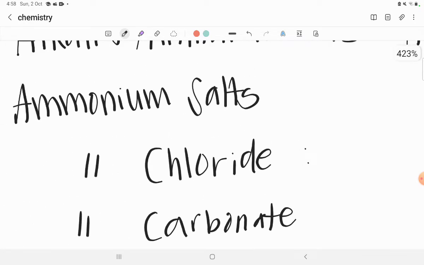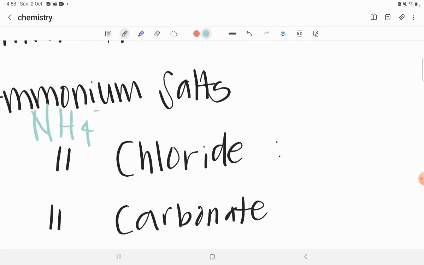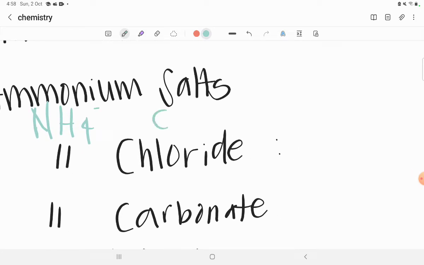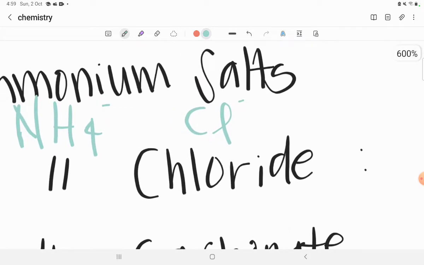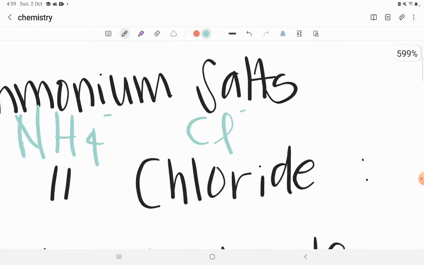Okay, chemical formula as per usual. Ammonium is NH4 plus. And chloride, it is Cl minus. Is it? Wait. Hold on. Wait, let me Google this. Then ammonium chloride.